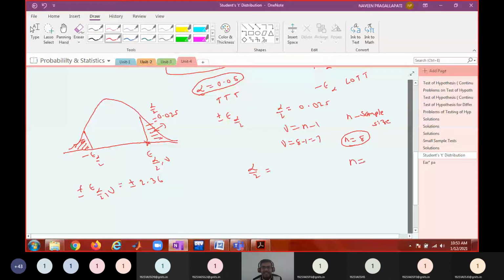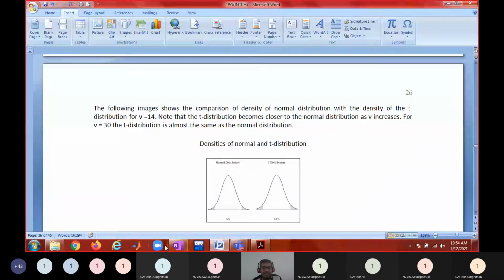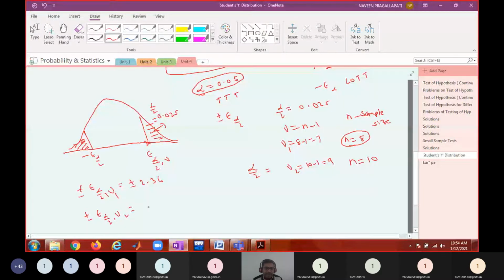If your sample size is 10, let us call the first one nu1, which is 7. What is nu2? 10 minus 1 is equal to 9. For 9 degrees of freedom, what will be the critical values? Let us see. For 9 degrees of freedom and 0.025, this is plus or minus 2.26. So when you change the level of significance, the critical value changes. When you change the sample size also, the critical value will change.